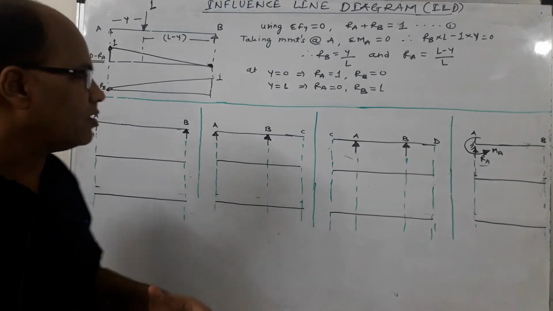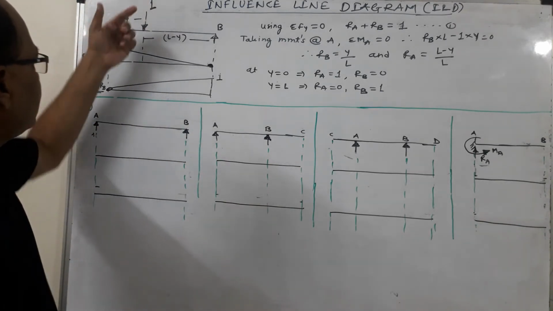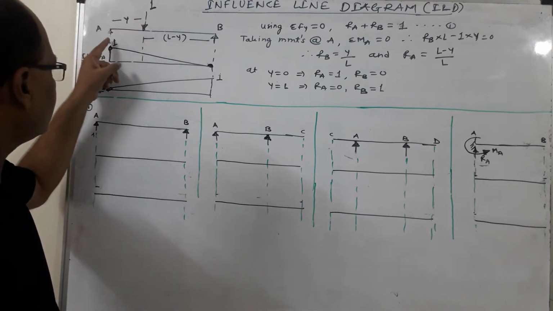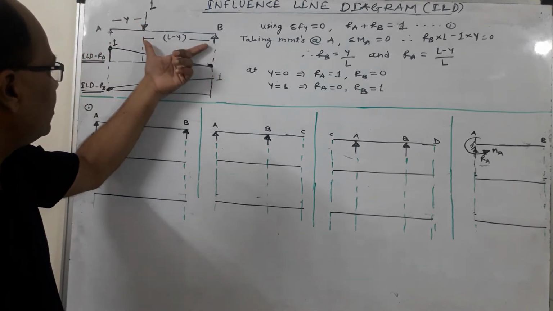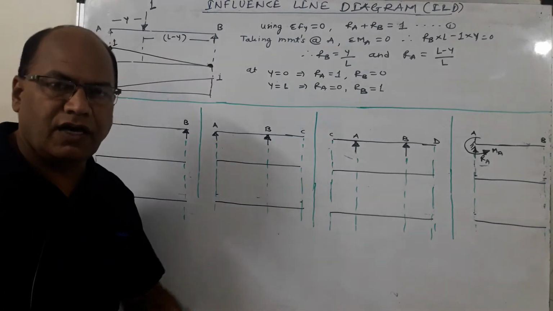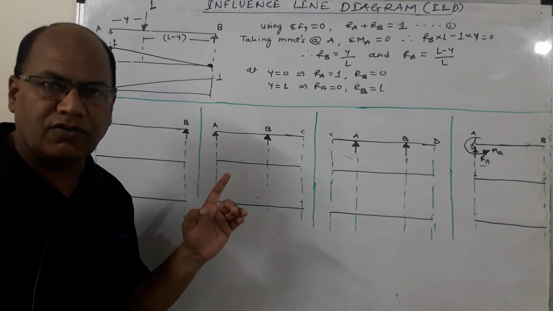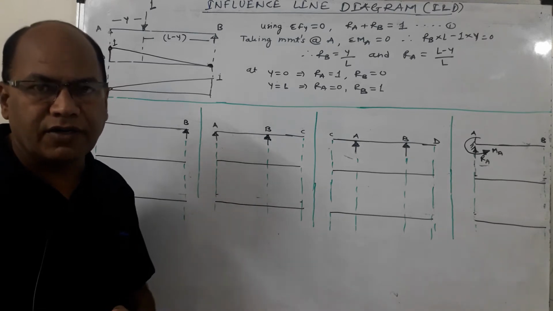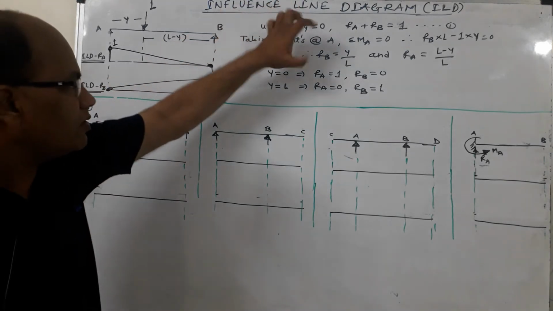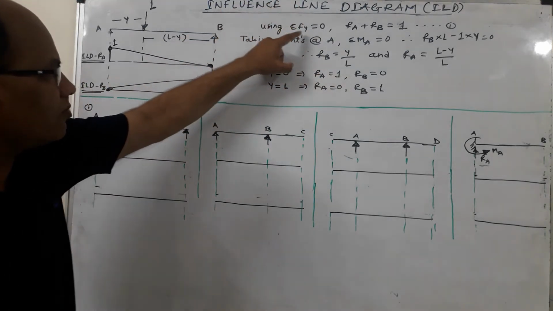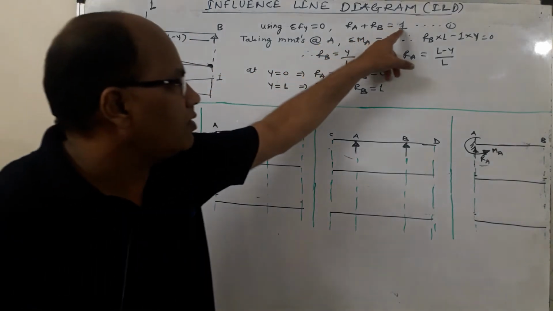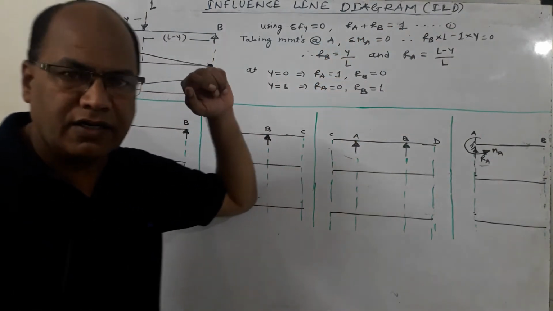Now it is taking different positions with respect to time on this beam. At a certain instant, let this load be at a distance y from the left end. So if this distance is y, and the total span of the beam is L, the remaining distance is L minus y. Now we know that for every position of the load, the beam has to be in equilibrium. So considering that, I can apply the equations of equilibrium using summation Fy equal to 0: Ra plus Rb is equal to 1. This is the first equation which I am getting.